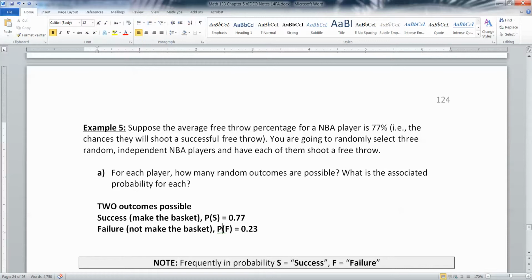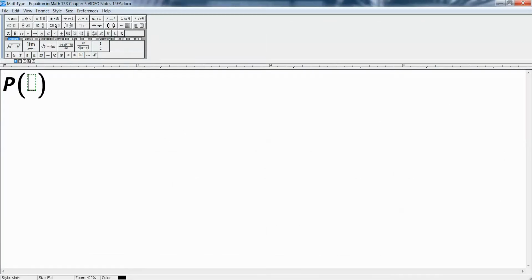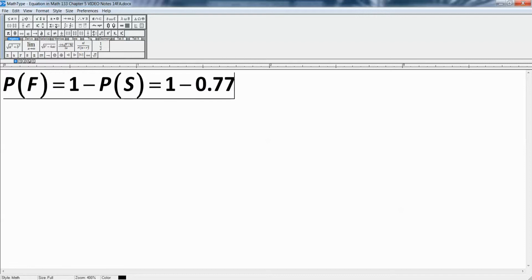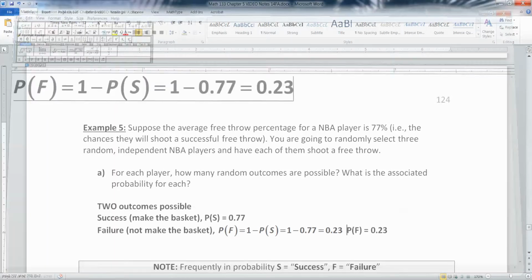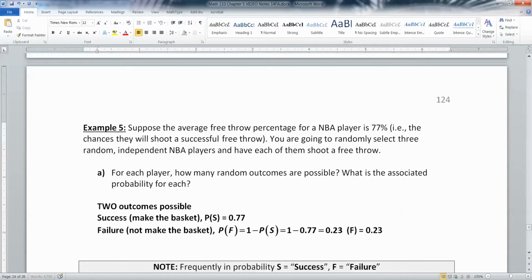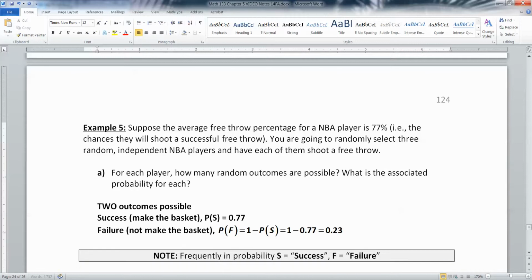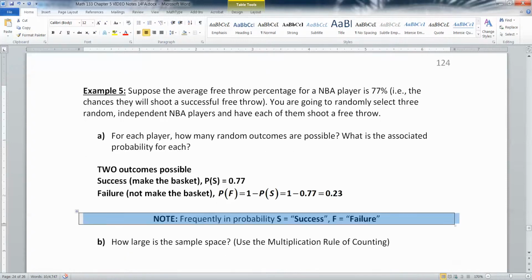Oops, I better write that up here. Probability of failure is 1 minus the probability of success, which is 1 minus 0.77, which is 0.23. Okay. It's that complement rule that we learned about in section 5.2 coming back. And just on a side note, and this is going to come back in chapter 6 to a great extent, S often stands for success and F stands for failure.